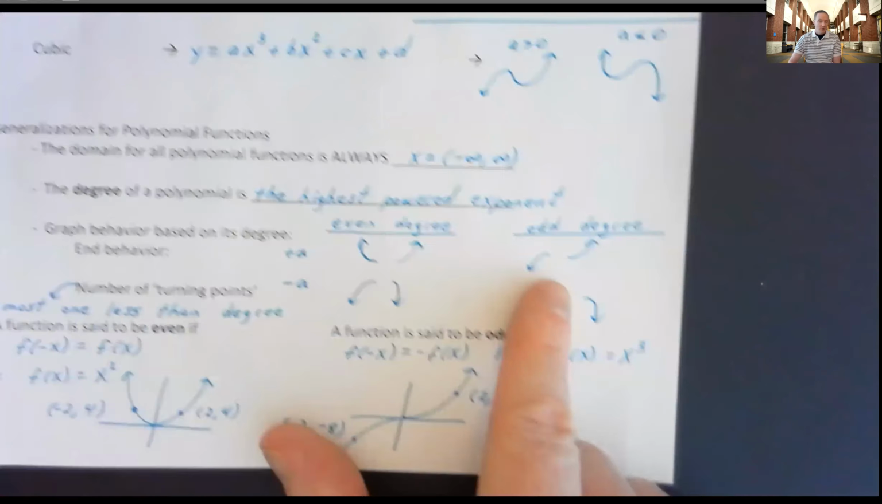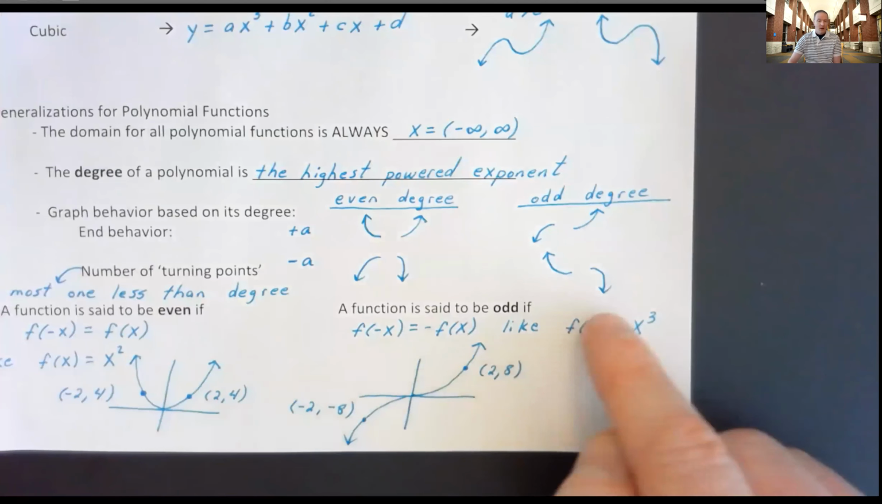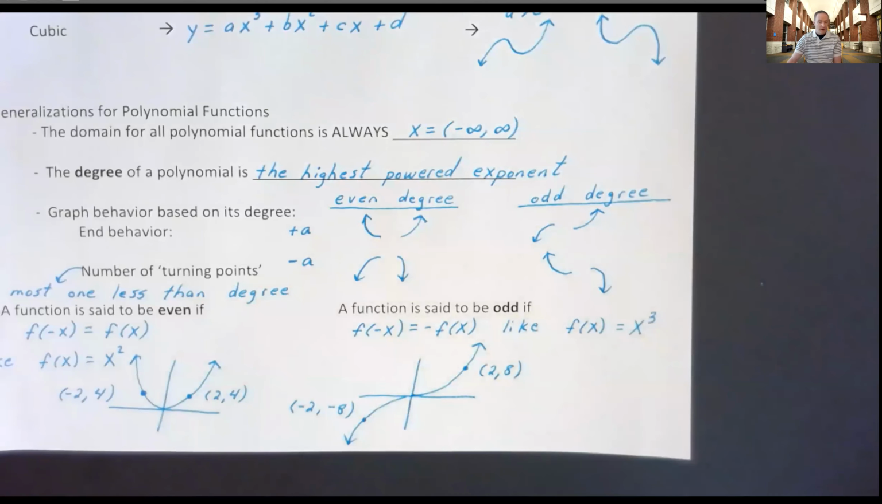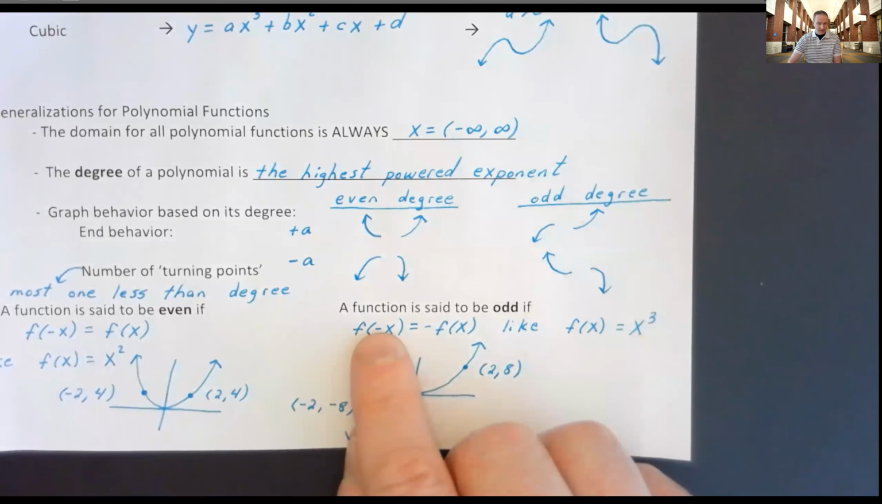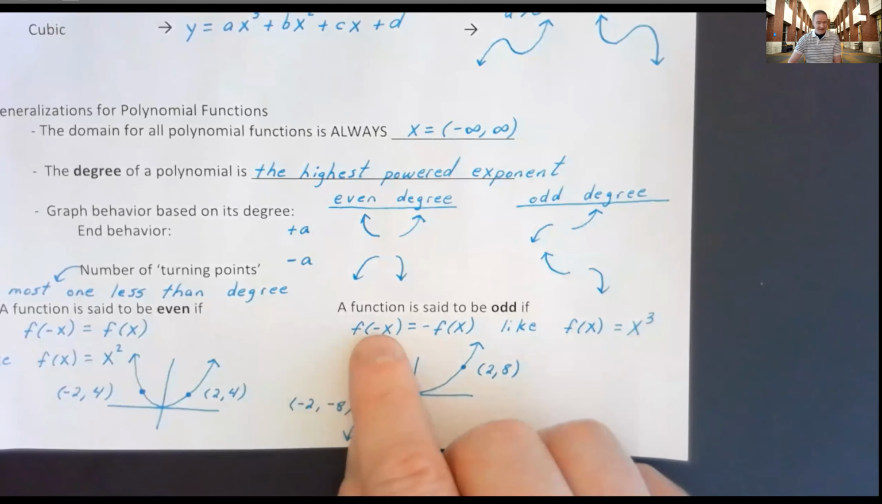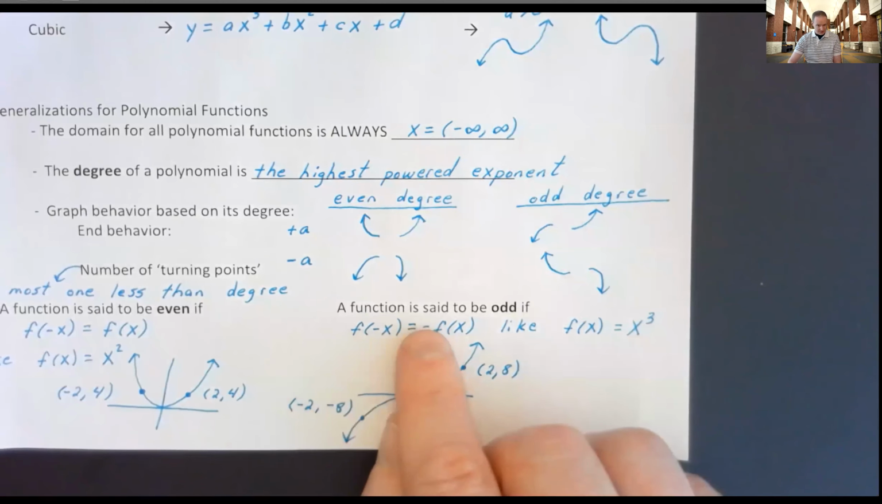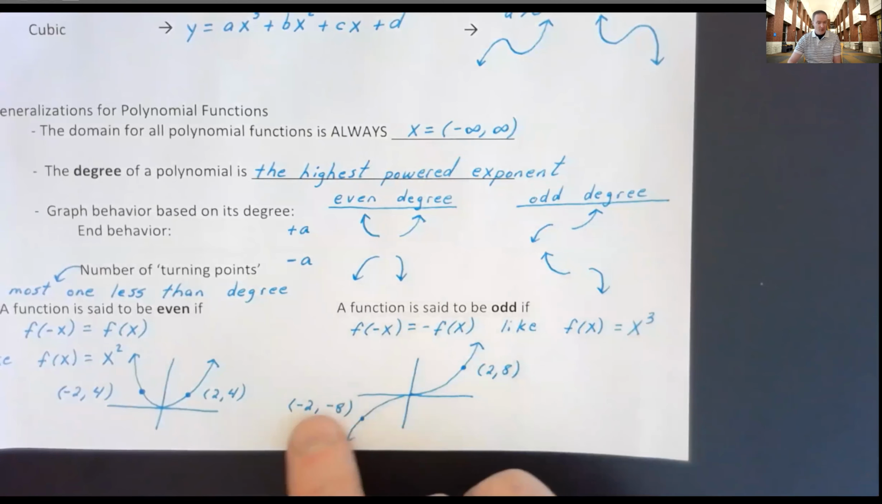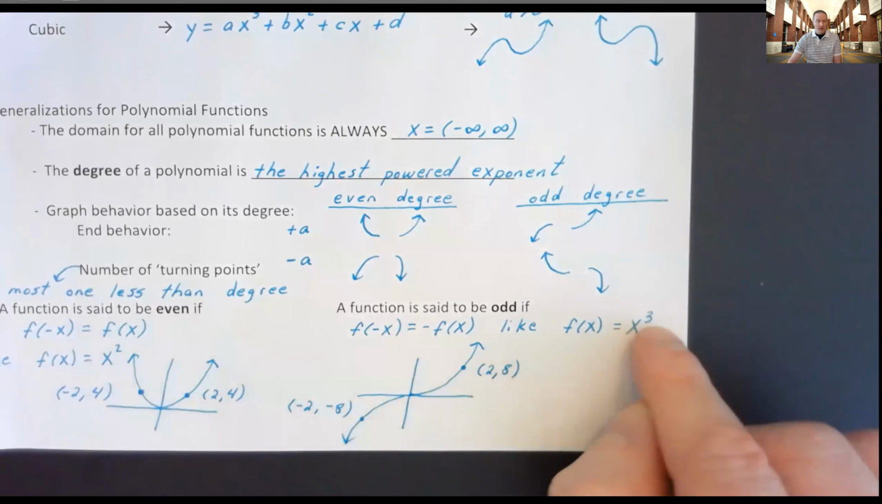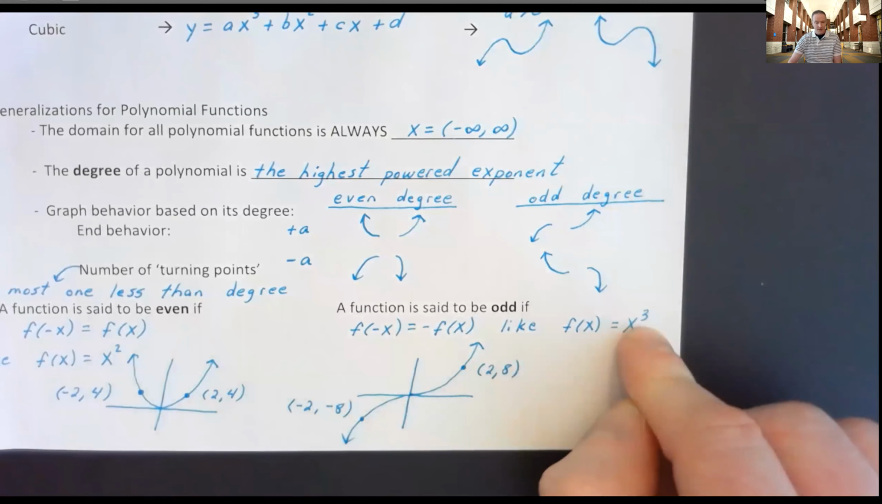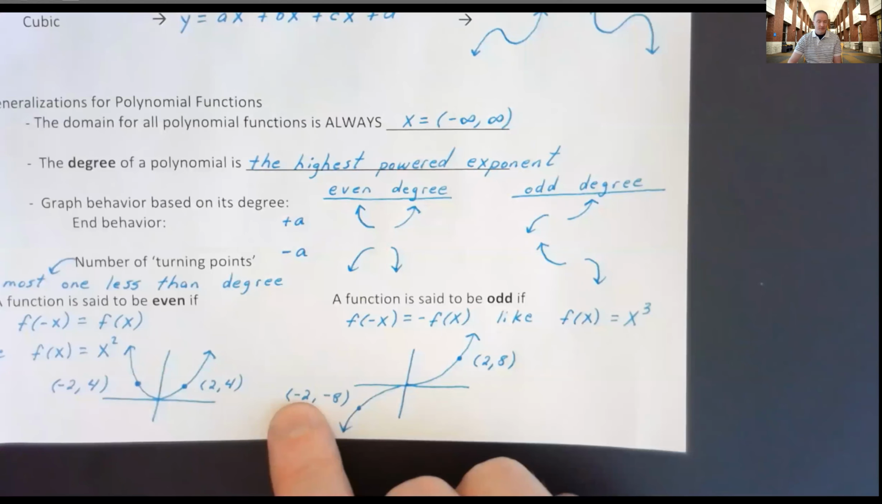And then odd functions would be like the polynomial y equals x cubed. How do I find any odd functions, whether it's a polynomial or anything else? The way that you do that is you plug in a negative x again. But when you plug in a negative for the x value, it's going to change the sign of the whole function. For example, the ordered pair (2, 8) is on y equals x cubed because 2 cubed is 8. Well, what if you plugged a -2 in?